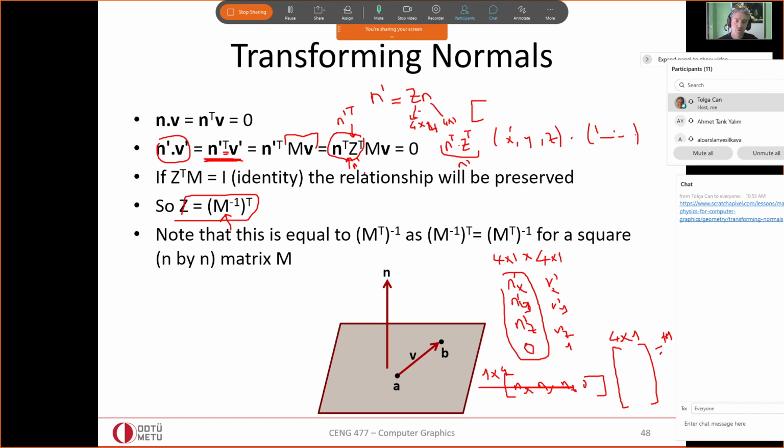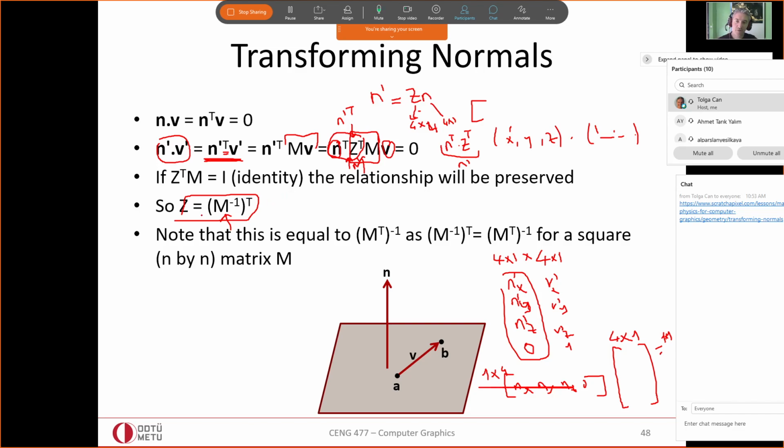The only unknown in this equation is this matrix. We have the modeling transformation matrix, we have the original normal vector, we have the v. So we need to get this to be 0. If these two matrices multiplied is the identity matrix, the relationship will be preserved. Because we want the normal vector, this v should be 0. This relationship will only be preserved if the multiplication of these two is the identity matrix, because we want these two to be 0, to be orthogonal to each other.